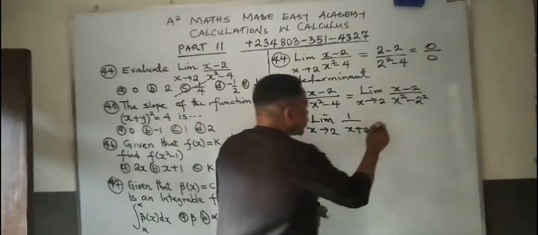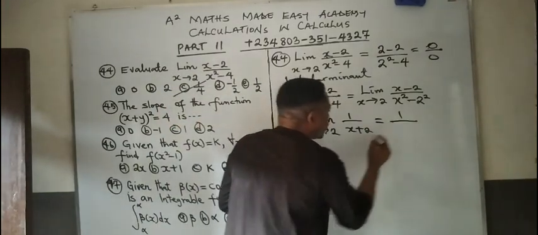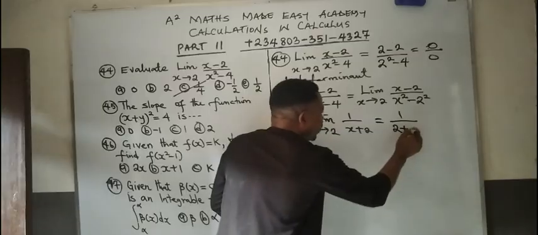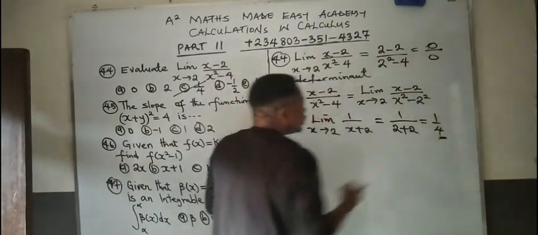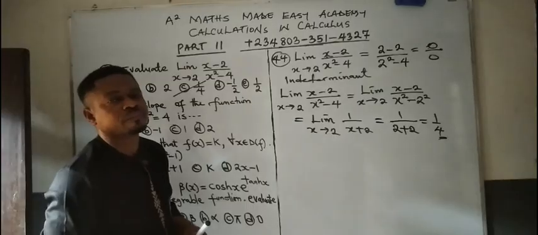Can we now substitute? This is 1 all over, x is 2, so 2 plus 2. You can now have the limit. The limit is 1 over 4. This is called a shortcut. Are you with me now?